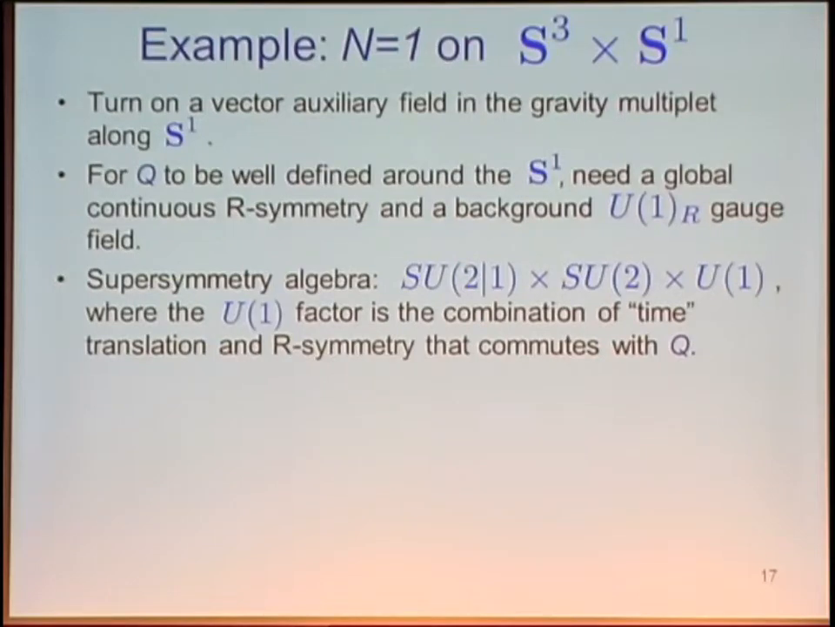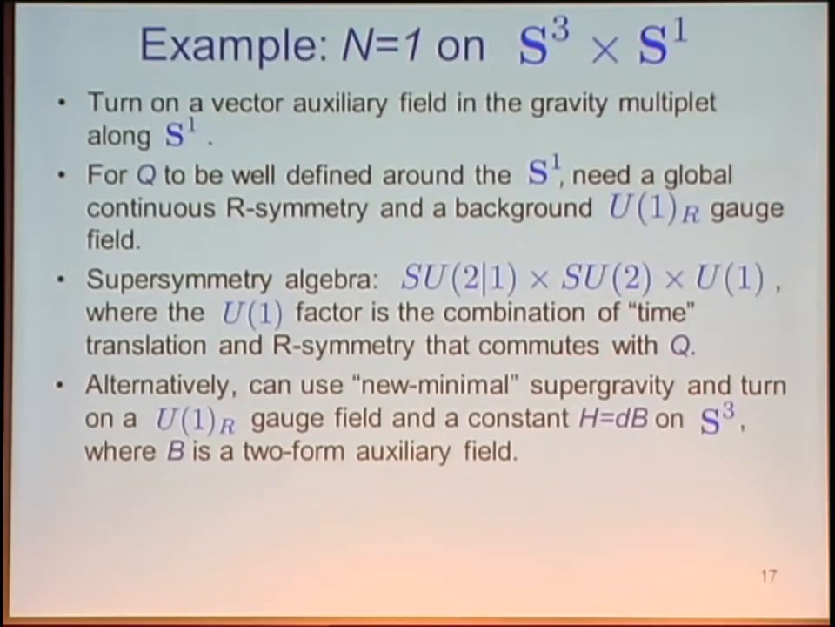The bosonic subalgebra is SU(2) from here cross SU(2) from here cross U(1). The SU(2) from here cross the SU(2) from here, this is the isometry of S3. And the U(1), which gives us the isometry along the S1, is a linear combination of the U(1) factor, the R symmetry that we had, and the original time translation. So it's that linear combination which commutes with Q, and it has to commute with Q so that we have this supersymmetry algebra.